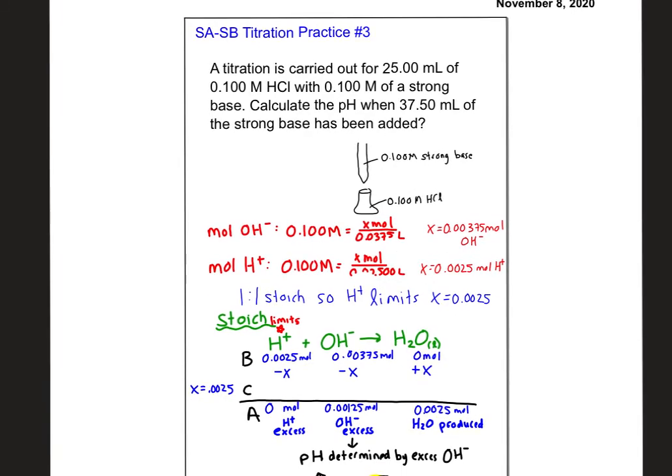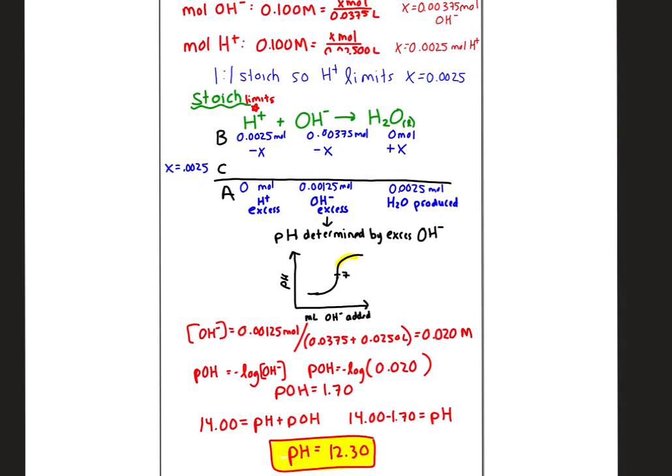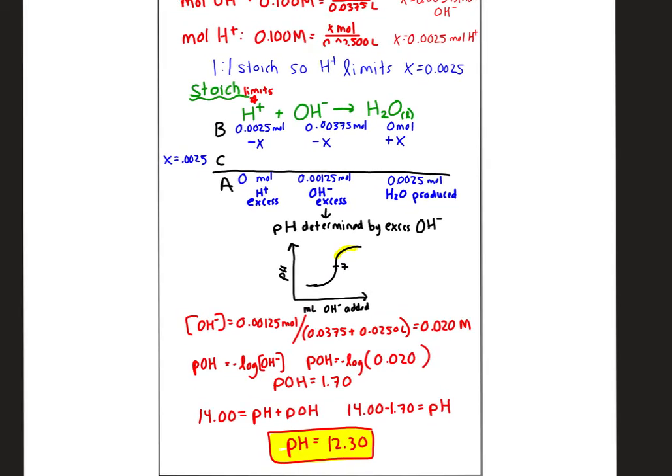It's a 1:1 stoich, so H+ limits, but let me just show that because we should always show our BCA table. H+ plus OH minus makes H2O because it's a strong acid, strong base. I plug in my before moles, minus X, no water to start, we're adding X. So if I take 0.0025 divided by 1, 0.00375 divided by 1, that makes my smallest answer, the 0.0025, so that is my X, H+ limits.